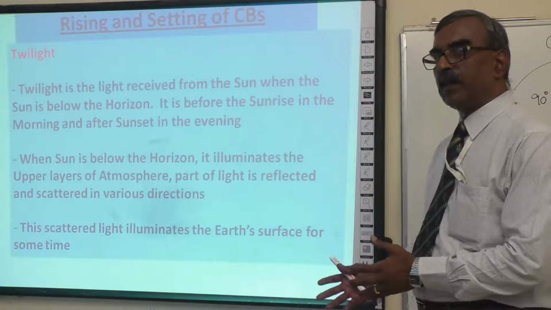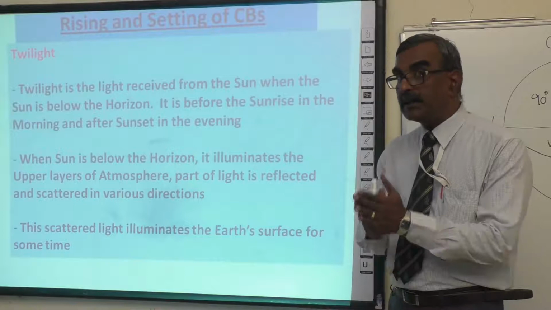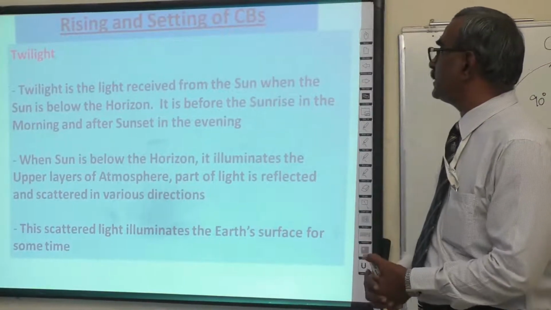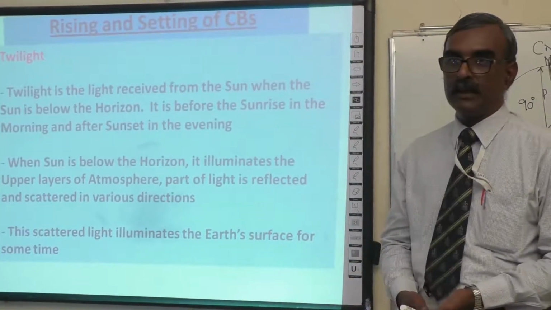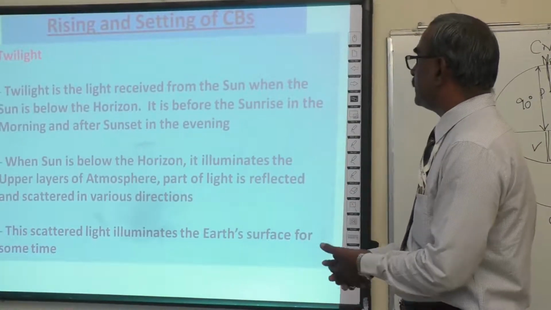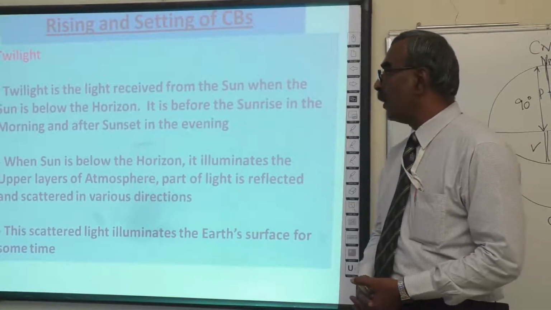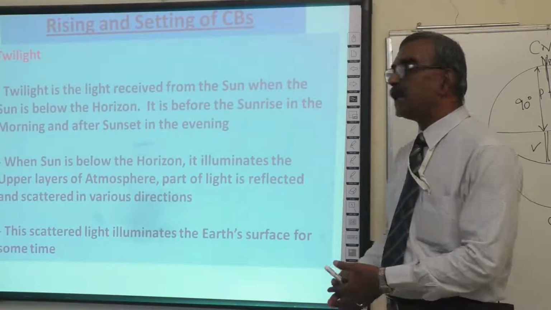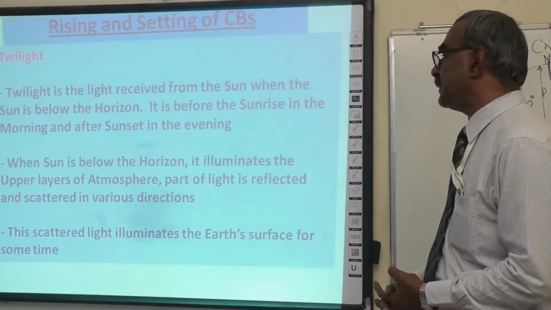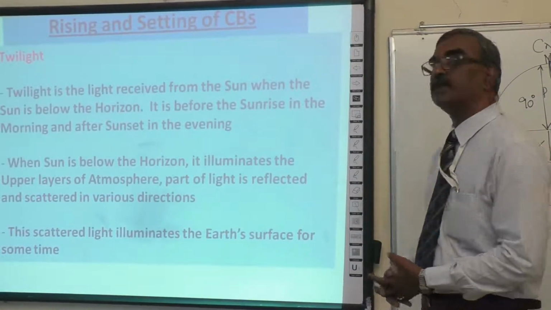Now let us come to the next topic, which is related to the rising and setting of heavenly bodies, but it is related to the Sun. Twilight. Twilight is the light received from the Sun when the Sun is below the horizon. It occurs before the sunrise in the morning and after sunset in the evening. When the Sun is below the horizon, it illuminates the upper layer of the atmosphere and part of the light is further reflected and scattered in various directions over the earth.